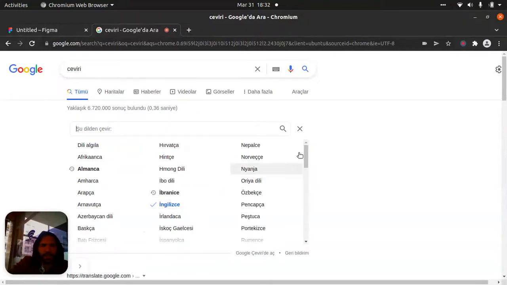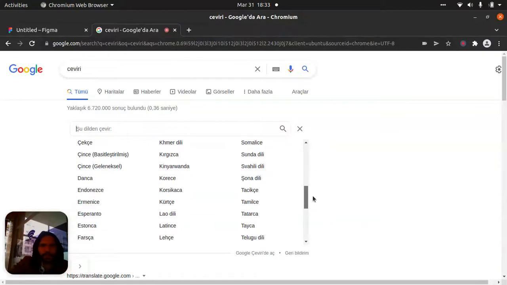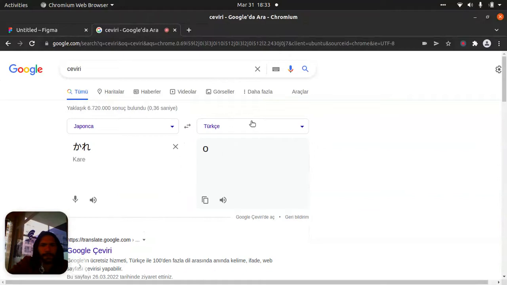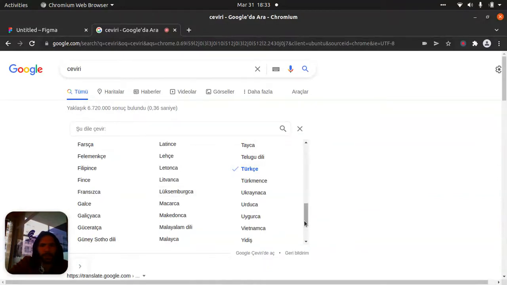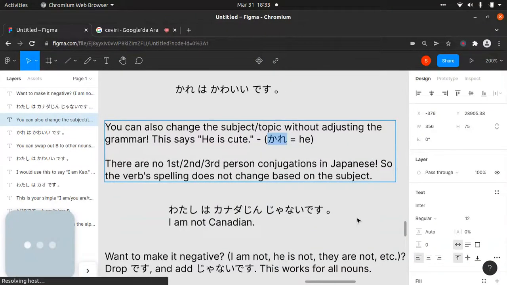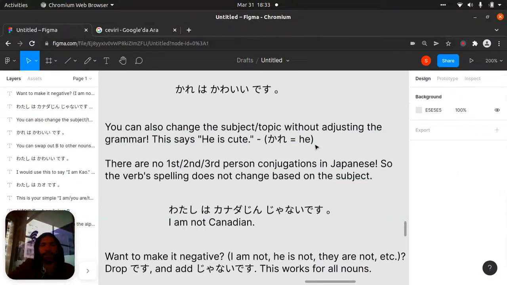Let's make it Japanese. Where is it? Yeah, here. It's all in English. You can see also it's "he": kare. Kare, right. Let's say here the kare is "he", like kare wa kawaii. Kare wa kawaii. Kawaii desu, like "he is good."